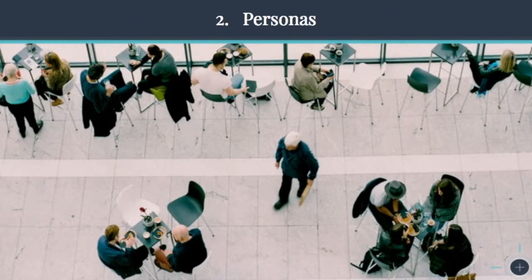The second element of an effective content marketing strategy is your personas. Personas are the foundation of personalized one-to-one communication, fictitious representations of your audience. By identifying your persona's ideal online experience, your business can create targeted content and navigate an ever-shifting digital landscape.